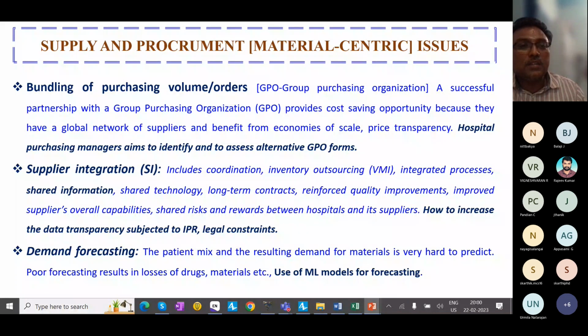And the second category, apart from purchase quantity, we have supplier collaboration and supplier integration. All the examples that I cited earlier are a great illustration of how to go about supplier collaboration.